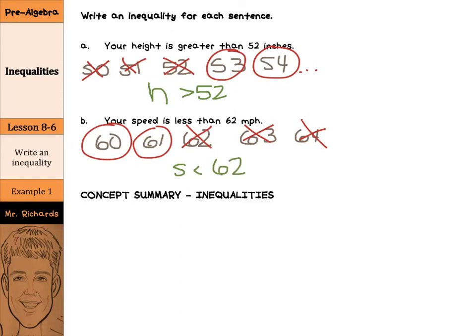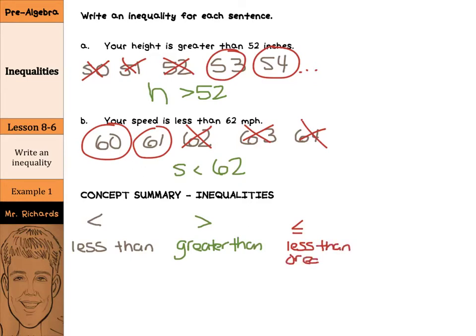Now, our concept summary for inequalities: we have 4 symbols that we're going to use in this lesson. We have the less than symbol, the greater than symbol, the less than or equal to with the line underneath our sign, and last, greater than or equal to.